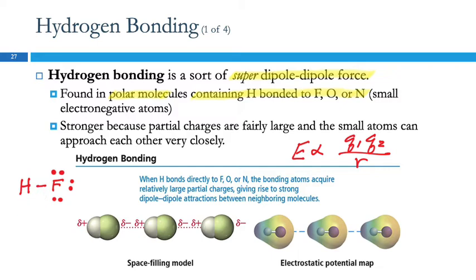So we need to be able to identify compounds that have hydrogen bonding. And so what we're going to look for is fluorine, oxygen, or nitrogen that is bonded to hydrogen. And this reminds me of the movie E.T. And what did E.T. want to do? Phone home. E.T., phone home. Right? Phone home. Okay? Fluorine, oxygen, or nitrogen bonded to hydrogen.